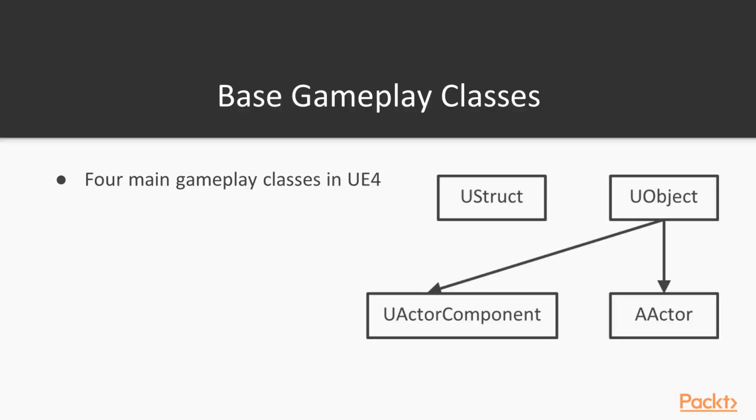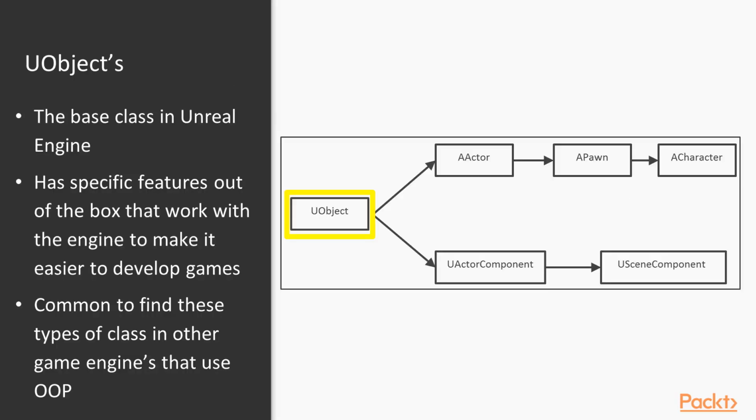There are four main class types that build up the foundation of Unreal Engine's gameplay classes: UObject, AActor, which is a subclass of UObject, UActorComponent, which is also a subclass of UObject, and UStruct, which is Unreal's version of structs. UObjects are the base building block of the Unreal Engine.